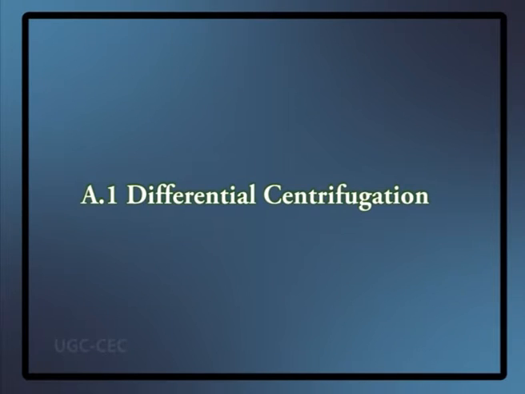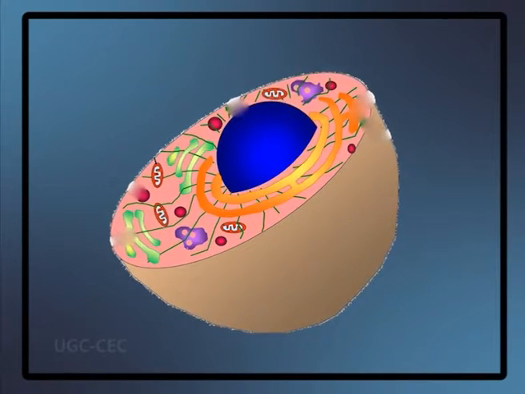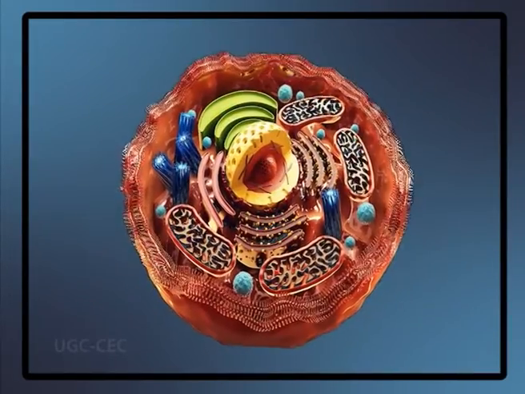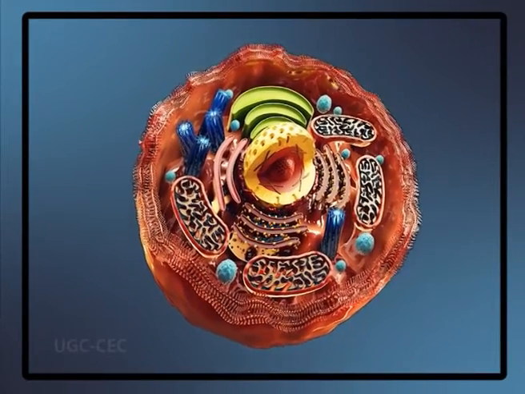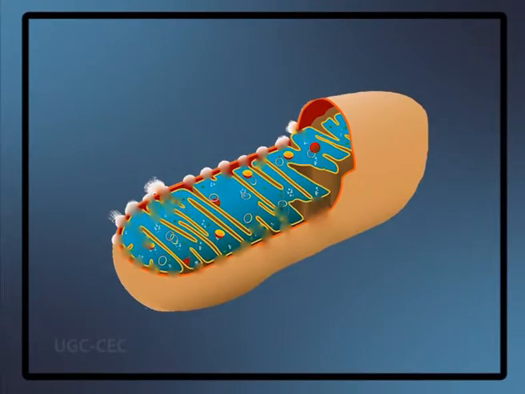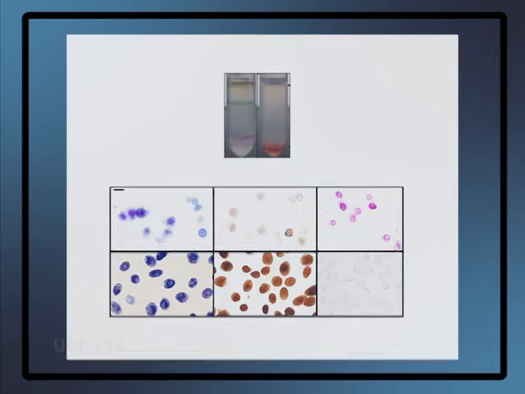A.1 Differential centrifugation. It is also termed pelleting, and it fractionates particles according to their weight. The suspension of isolated organelles is spun for different combinations of speed and time. The lowest speed and shortest time separates out the heaviest organelles, whereas the high speed and longer time separates the lightest organelles. A.2 Gradient centrifugation.